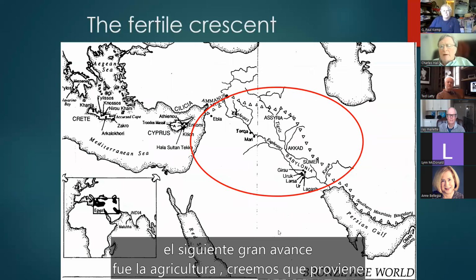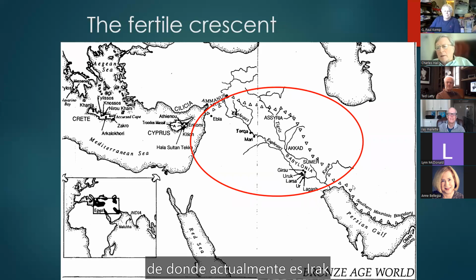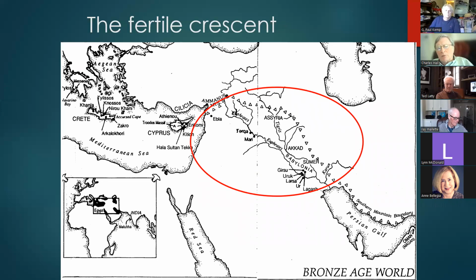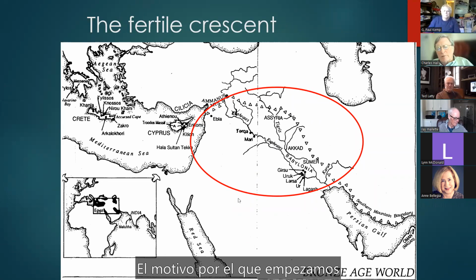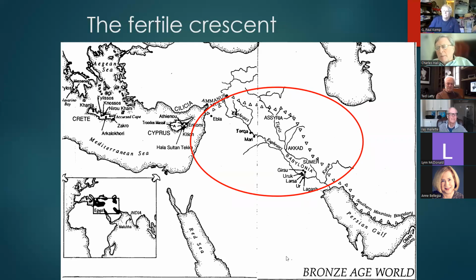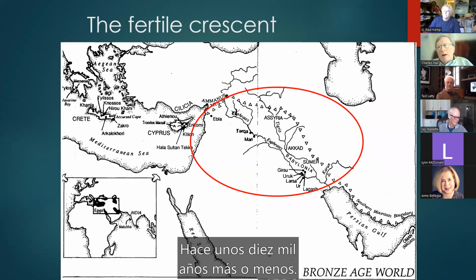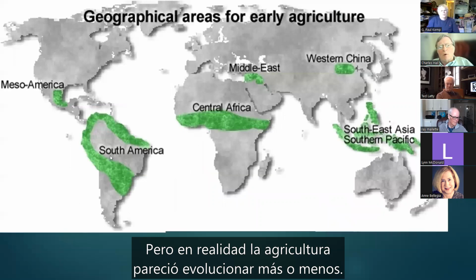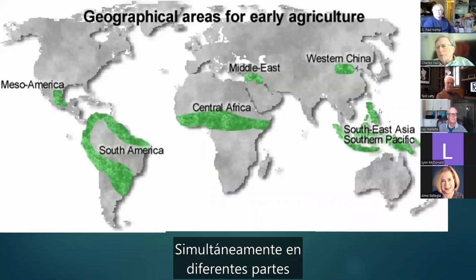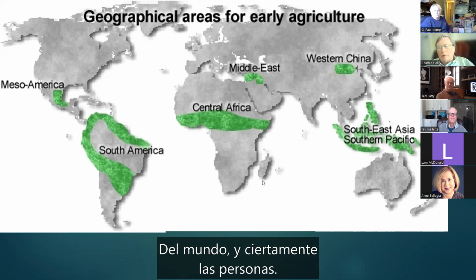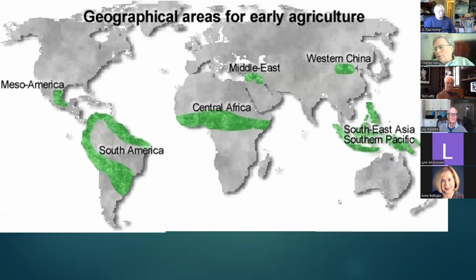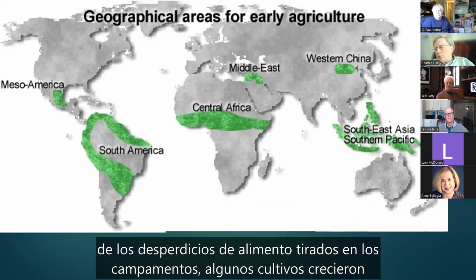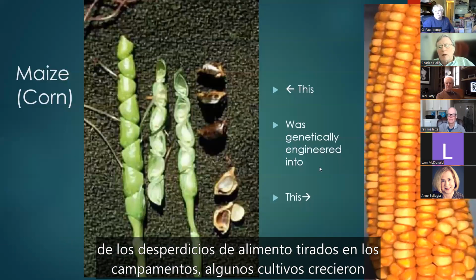Okay, the next big thing was agriculture. We think of it as coming from current day Iraq and the Tigris and Euphrates Valley. And this I was taught was the origin of agriculture about 10,000 years ago or so, the so-called Fertile Crescent. But in fact, agriculture seemed to evolve more or less simultaneously in different parts of the world. And certainly we found out that the waste food people threw out from their camps, some of the seeds grew, and there it was.